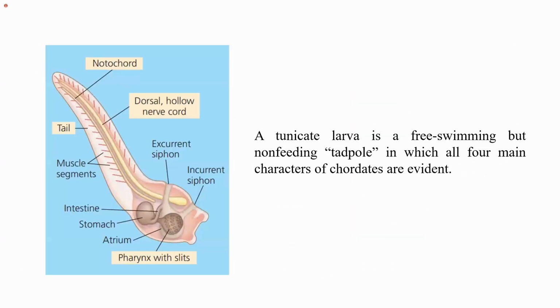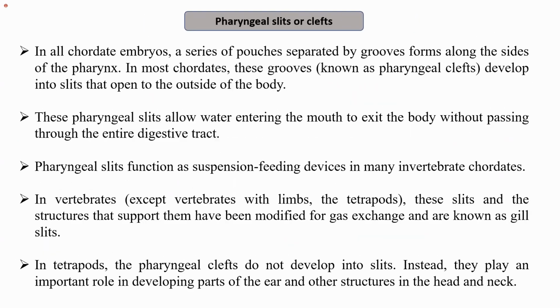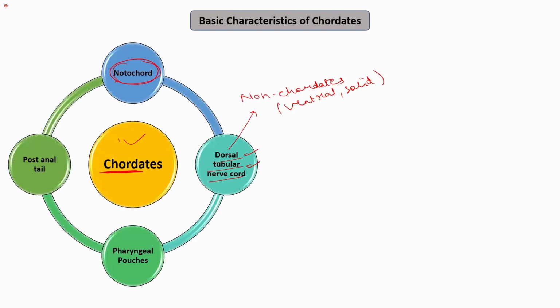If you remember, in the last class we were discussing the hemichordates. We studied that they share certain characteristics with chordates. However, they are not considered chordates because they lack some of the basic characteristics, like they do not have a post-anal tail. So all of these, without any exception, should be present in at least one of these stages in the life cycle of an animal to be considered a chordate.